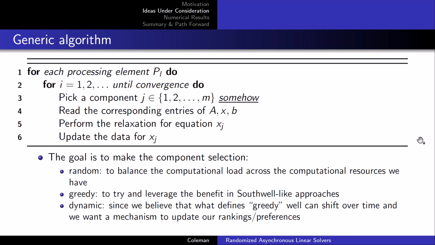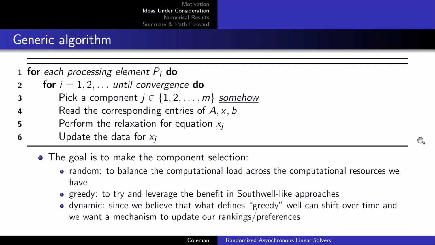So the first thing it's going to do when it starts its for loop is pick a component, in the block sense, some group of rows, or a single component, and it's going to do that somehow. In the last example, it was picking based on that discrete probability distribution. However, we really want to motivate that to be something a little greedier. It's going to read the corresponding entries that it needs to make the calculation, perform the relaxations for those equations, and then update the data. So the next time it goes through, it's going to get the updates from every other processor that finished.